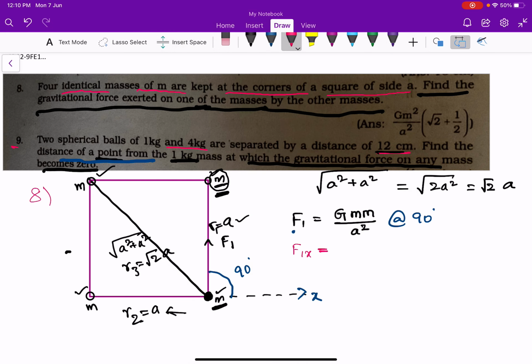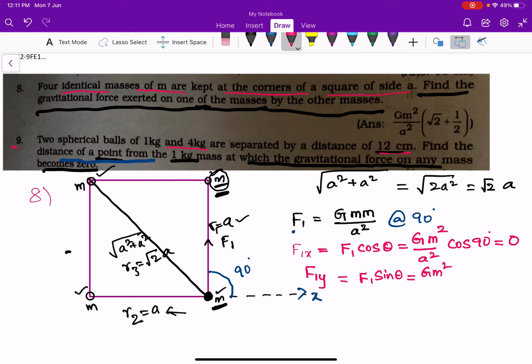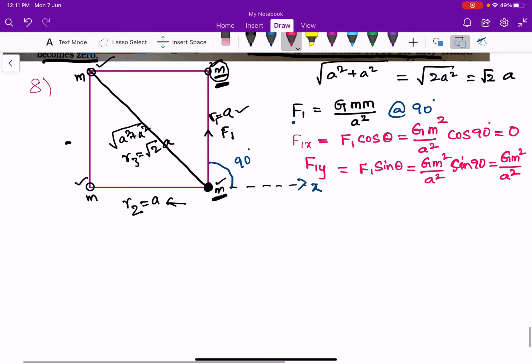F1x equal to F1 cos theta. Here F1 is nothing but G m into m, that is m square by a square, into cos 90. Cos 90 is nothing but 0. So the x component of the first force is 0. I am going to find F1y. F1y is nothing but F1 sin theta. Here F1 is G m square by a square into sin 90. Sin 90 is 1. Okay, so the answer is G m square by a square. I found the F1 force and its components.